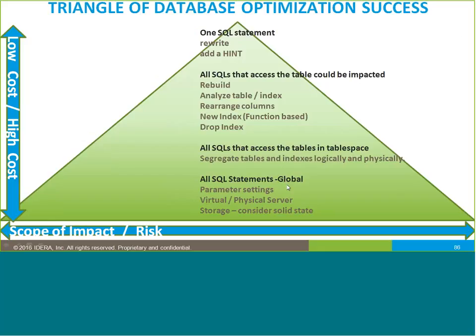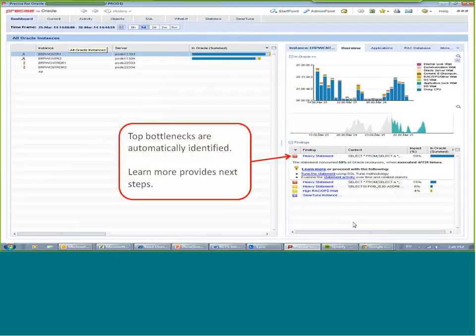I'm not going to spend time on the triangle of database optimization, but we are looking at low cost, low risk changes through to wide scope, high risk, high cost type changes. We'll tweet out this slide afterwards if people want to take a look at it. It's a pretty good guide, I think, for tuning problems.